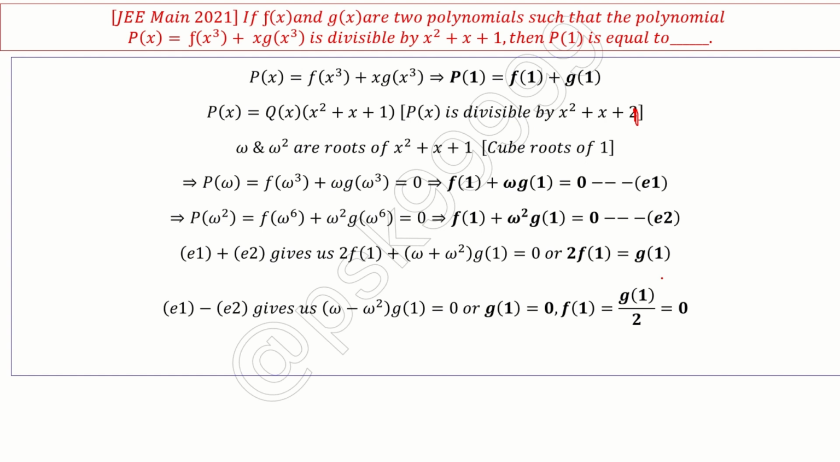Now E1 minus E2 gives us (omega - omega square) times g(1) = 0. Now omega minus omega square cannot be 0, so obviously g(1) has to be 0. If g(1) is 0, if I substitute here, f(1) is also 0. So now g(1) and f(1) are 0. So what is my p(1)? p(1) is f(1) + g(1), which is also 0. Okay, so this is how we have to solve this problem.